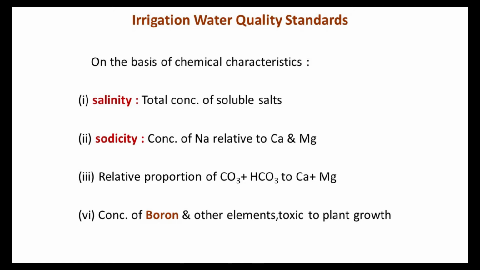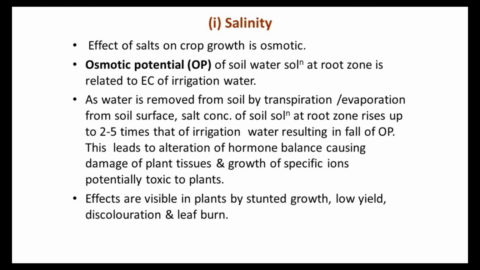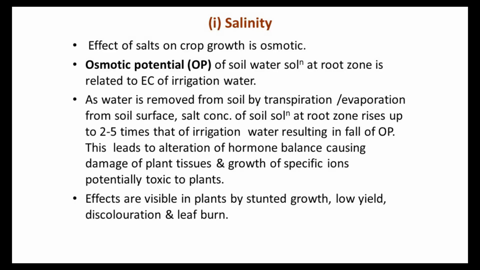The first chemical characteristic is salinity. Salinity is the presence of salt, that is, the amount of salt present in the groundwater. The effect of salts on various types of crops and their growth is osmotic in nature. The osmotic potential of soil water solution at the root zone is related directly to the electrical conductivity of irrigation water. As water is removed from soil by transpiration or by evaporation from the soil surface, the salt concentration of soil solution at the root zone rises, maybe up to 2 to 5 times that of irrigation water, resulting in a fall of osmotic pressure.